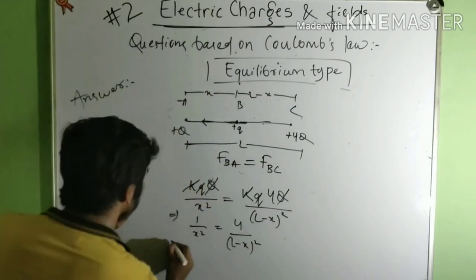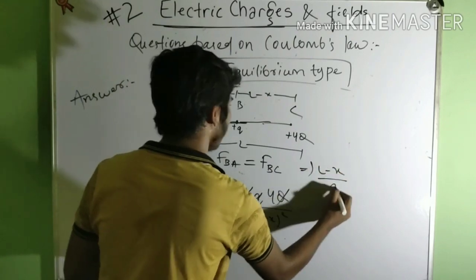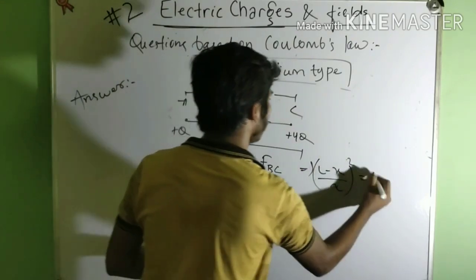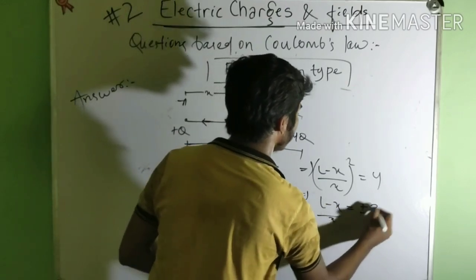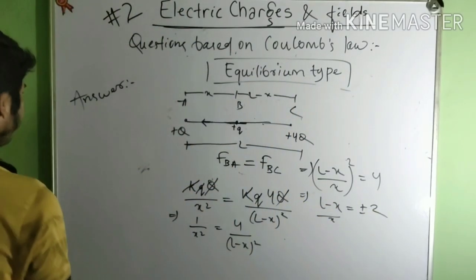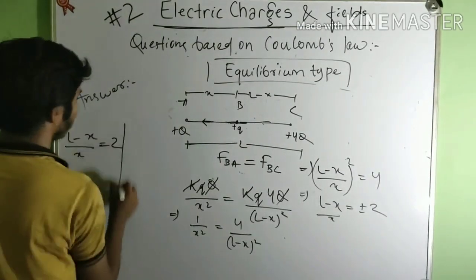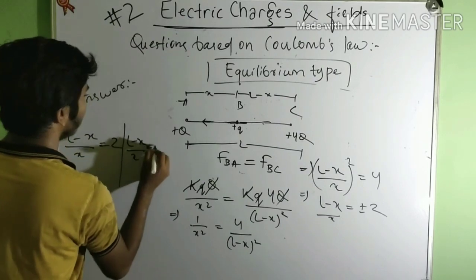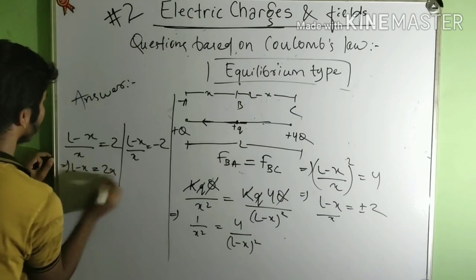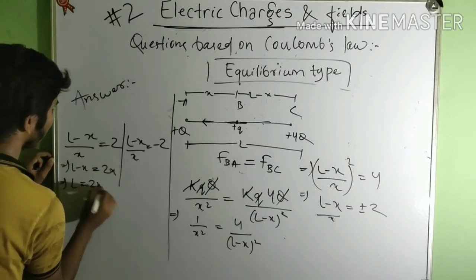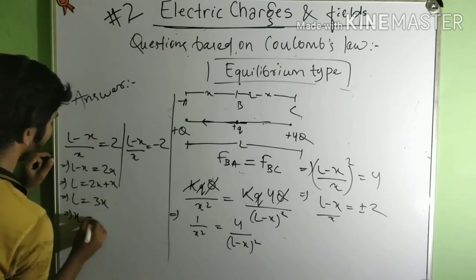Cross multiplication: L minus x by x whole square is equal to 4. What gives? L minus x by x equal to plus or minus 2. So L minus x by x is equal to plus 2, or L minus x by x is equal to minus 2. Taking the plus 2 case, that implies L minus x is equal to 2x, that implies L is equal to 2x plus x, that implies L is equal to 3x. That implies x is equal to L by 3.